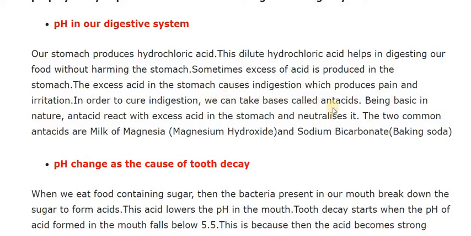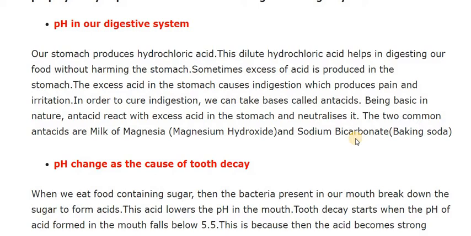We can take a base called an antacid. Being basic in nature, the antacid reacts with the excess acid in the stomach and neutralizes it. The two common antacids given here as examples are milk of magnesia, whose formula is magnesium hydroxide, Mg(OH)2, and the other antacid is baking soda, also known as sodium bicarbonate.